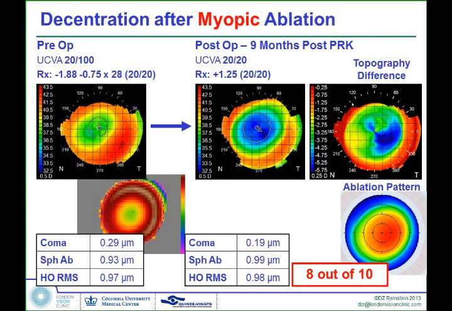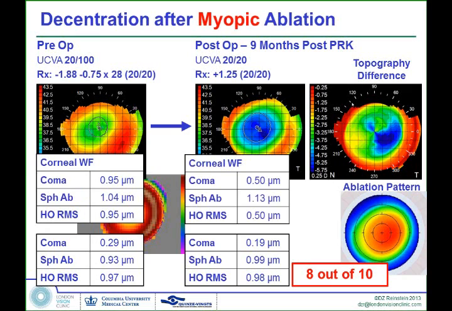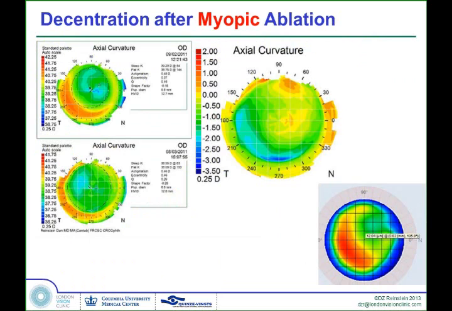This is a second example of decentration after myopic ablation and after topography-guided. Again, the post-topography was well centered, and the difference in corneal topography matched the ablation profile. And again, the corneal wavefront showed that the coma was reduced from almost 1 micron to 0.5 micron. And this is the third example, again, showing that the change in corneal curvature matched the ablation profile and we were successful in recentering the topography.